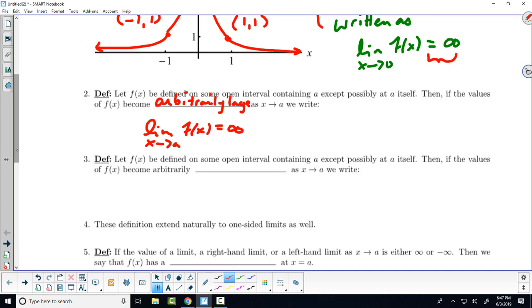Likewise, if the f of x values, the range values, become arbitrarily, and here I'm not really sure how I want to say this, I'll say large negative, meaning they're negative, and then in the absolute value sense, they keep getting bigger and bigger. Then we would write the limit as x approaches a of f of x equals minus infinity.